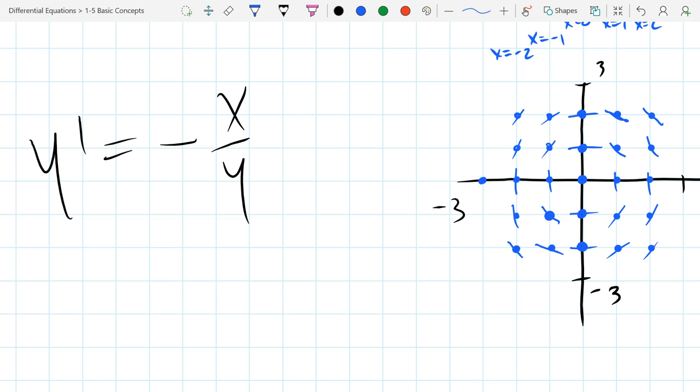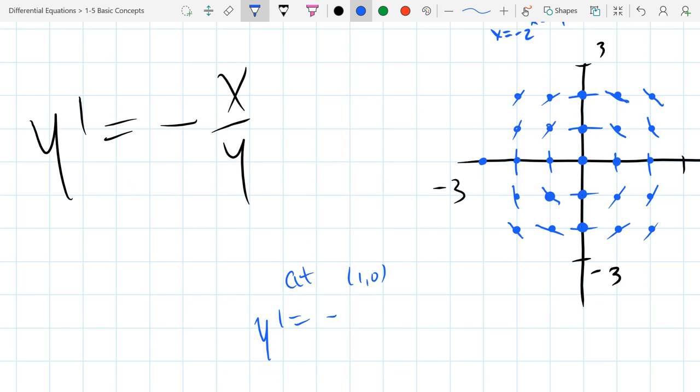So any questions on any of the slopes at the points here? There is actually one special point that doesn't actually have a slope. It's the origin. So I can talk about the slope at 1, 0. At 1, 0, y prime equals negative 1 over 0. Normally, we would say this is undefined, but we also know undefined as a vertical slope. So it's just telling you infinitely steep.